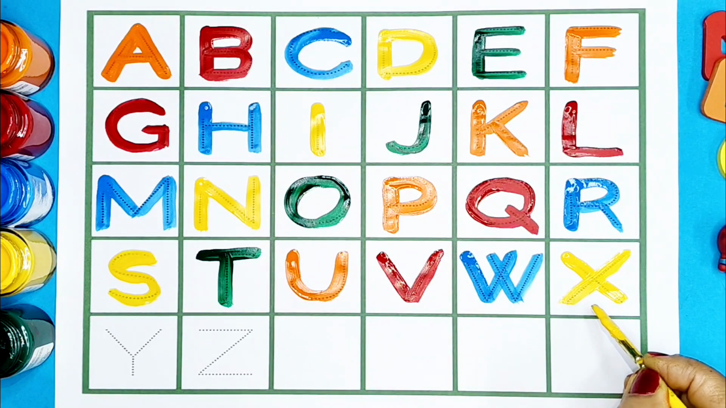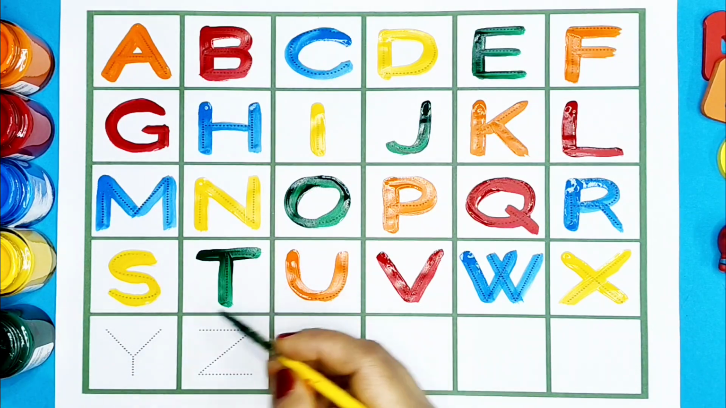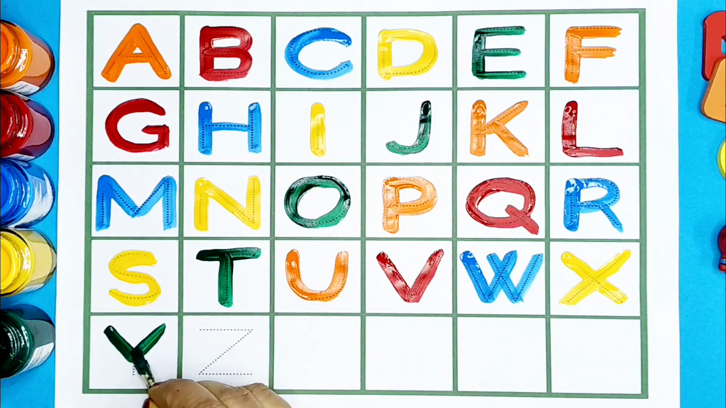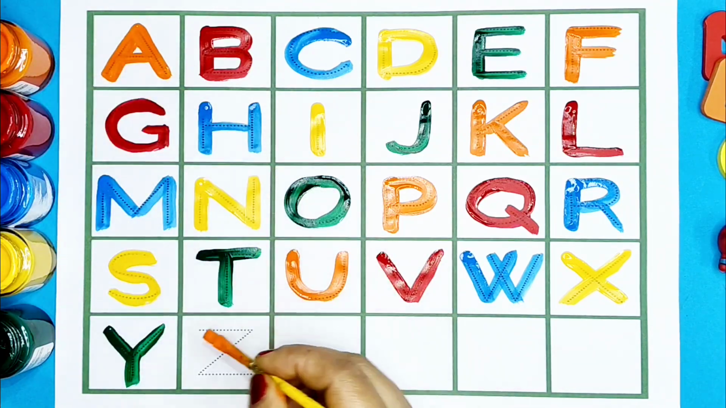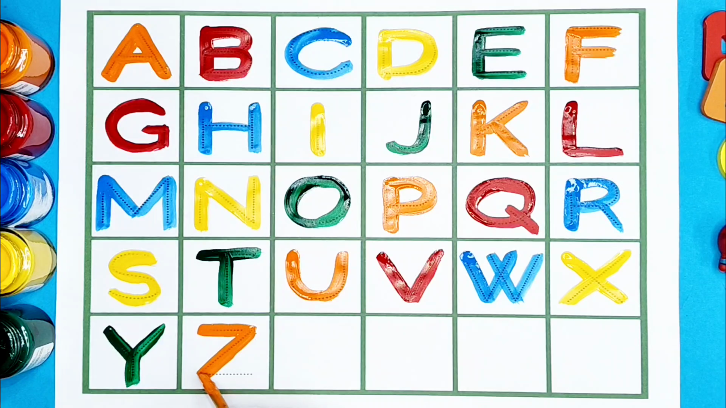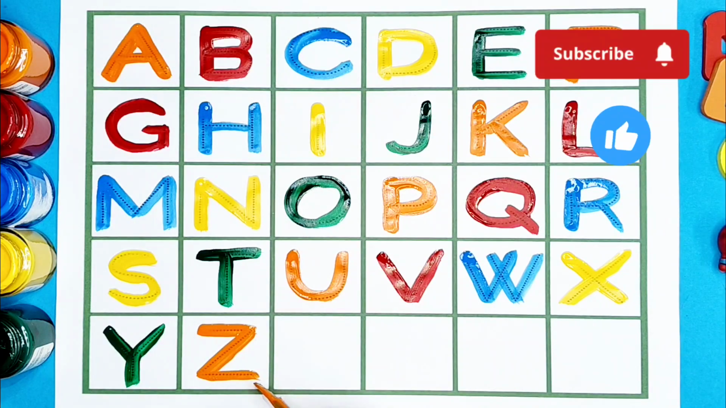X. X for Xmas tree. Dark green color. Y. Y for yo-yo. Orange color. Z. Z for zoo.